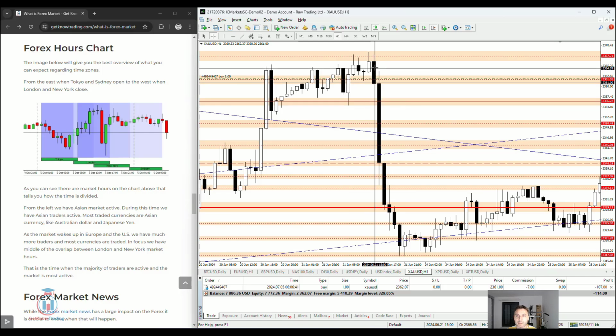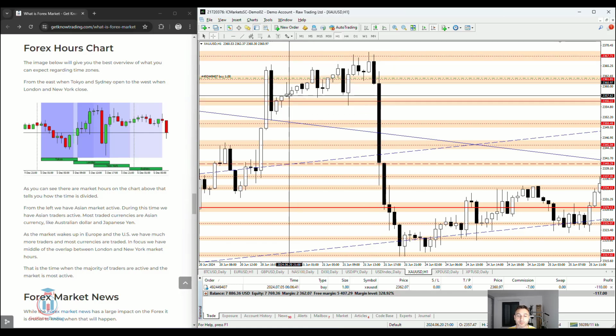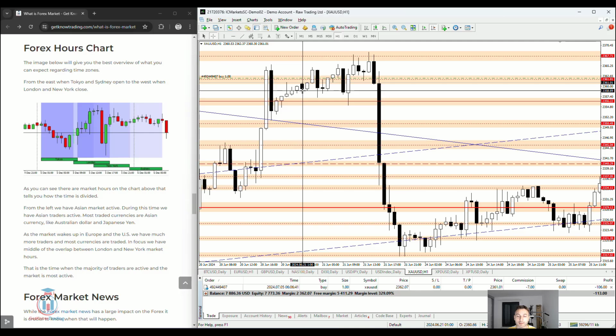Now you can see here, this is the European time. It is 14 o'clock. Starting at 3 o'clock, you can see a large movement compared to the rest of the same day. Let's take a look here. The day has started. You can see on the bottom what the current time is.